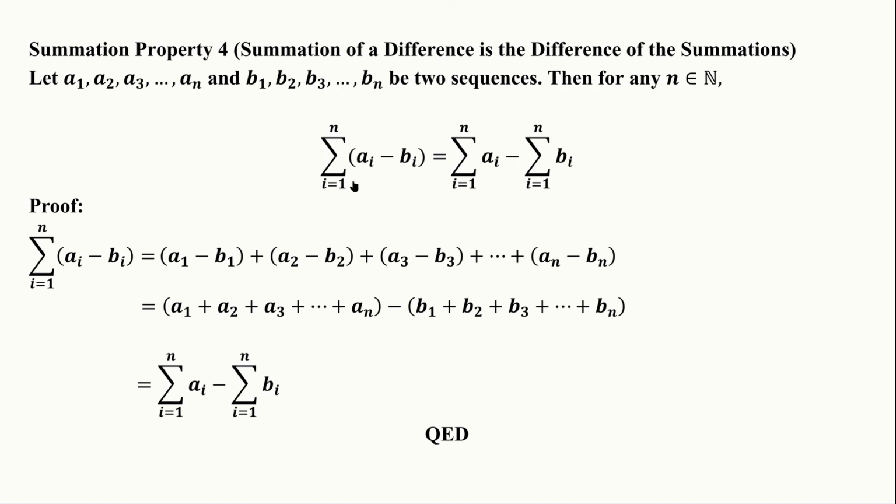So we want to show that the sum of a_i minus b_i is going to be the same as the sum of a_i minus the sum of b_i. So again, just run through the index for the proof. We start with the left side and we end up with the right side. That's a classic proof strategy.